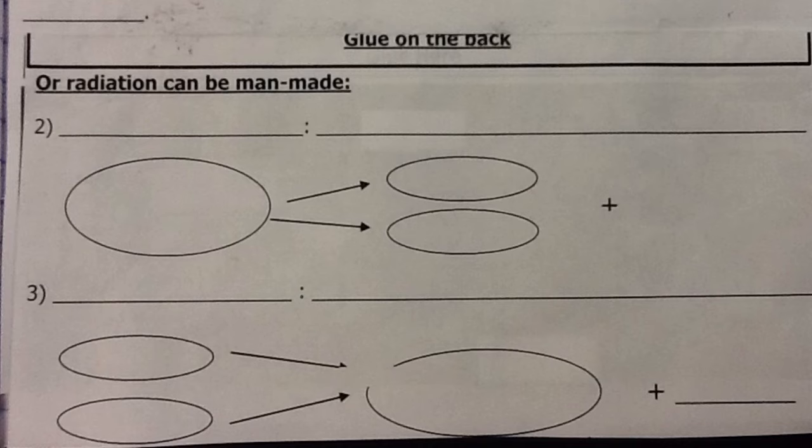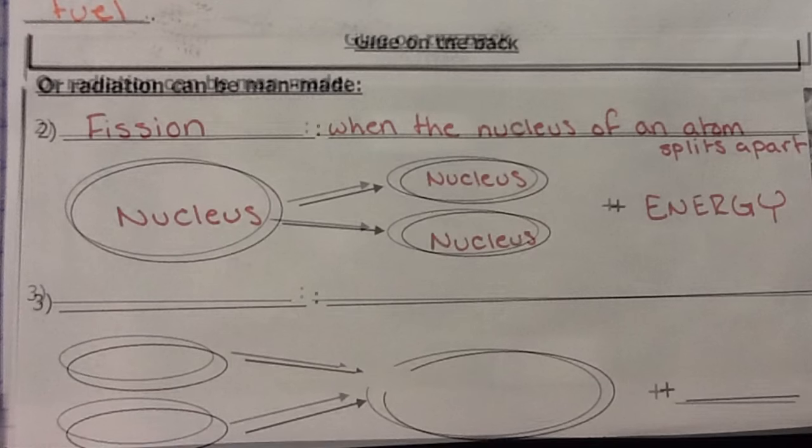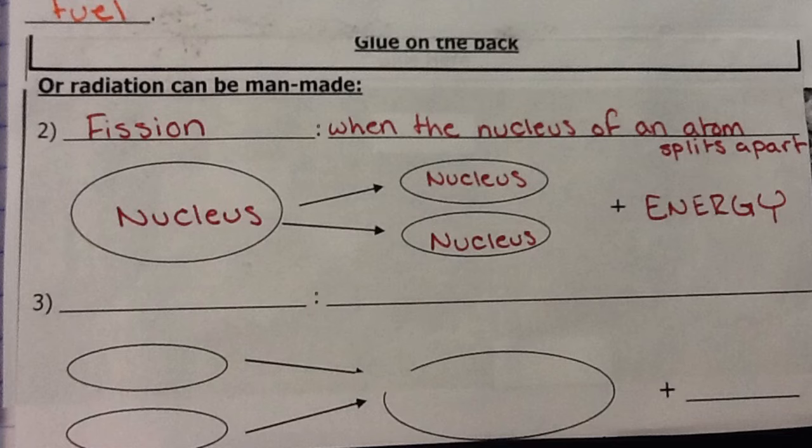Radiation can also be man-made. There are two types of reactions that take place, and these will also undergo chain reactions, which is why we see a massive amount of energy when these happen. The first is going to be fission. Fission is when the nucleus of an atom splits apart.